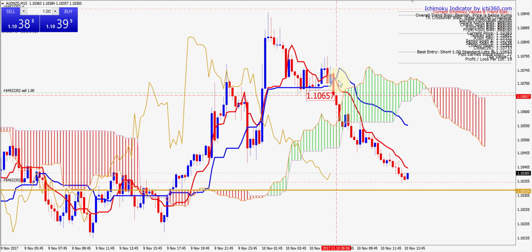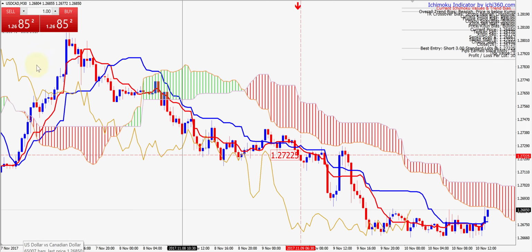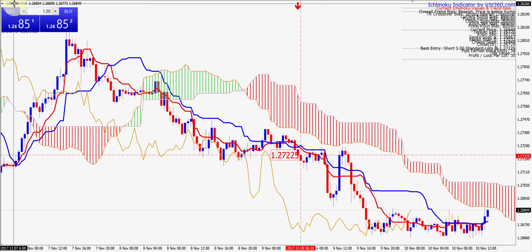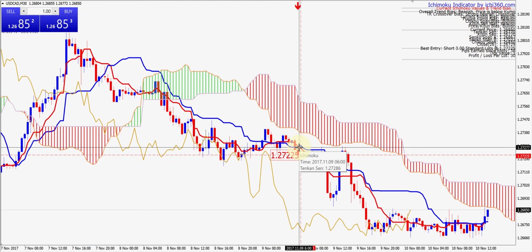Let me show you an example of a strong signal. Okay, obviously this is Australia New Zealand 15 minutes chart. I'll show you another chart. This is US dollar Canada, USD CAD 30 minutes chart. Okay, this is the same indicator, and it told us this is our last crossover. Tell me, is this a strong, weak, or neutral signal here?